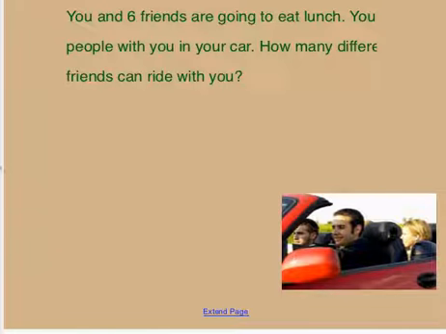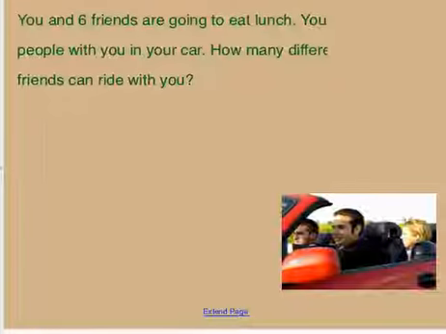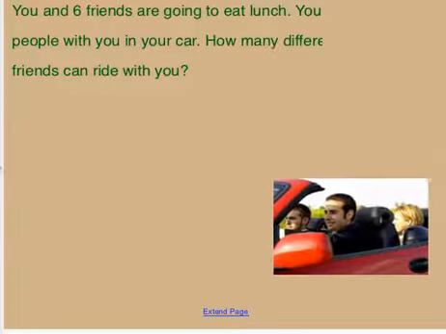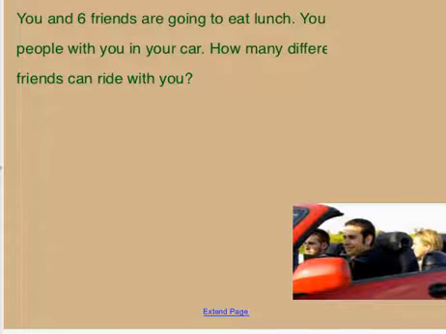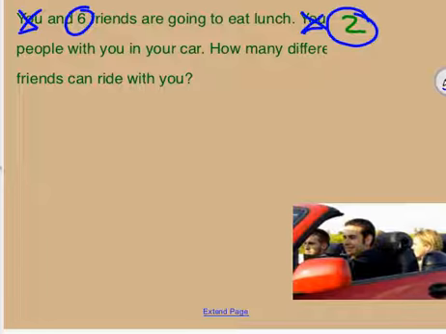So looking at this, you and 6 friends are going to eat lunch. Uh-oh, it got cut off. Is it the picture? All right. So it says you can bring 2 people with you. So we're bringing 2 with. All right? Here's the important part. You are going no matter what. So don't count yourself. You're going either way. It's the 6, and you get to choose 2. So it'll be 6 choose 2.